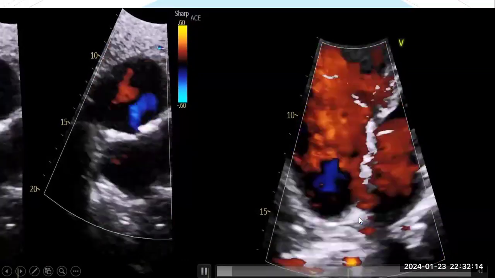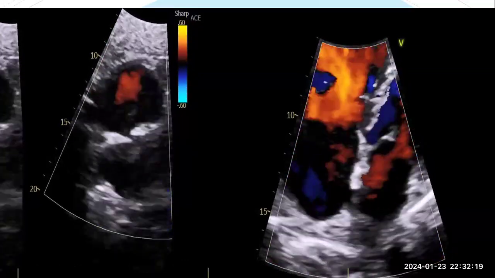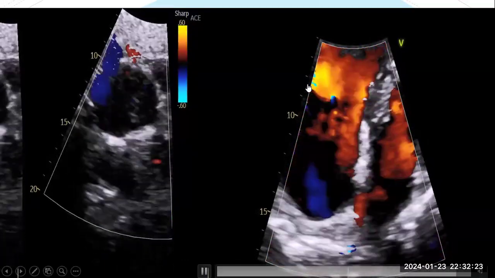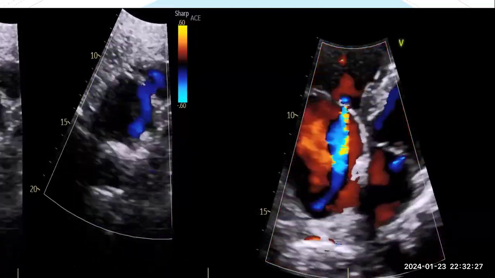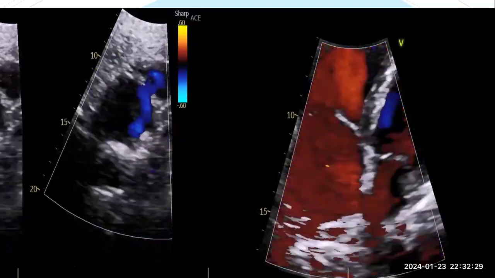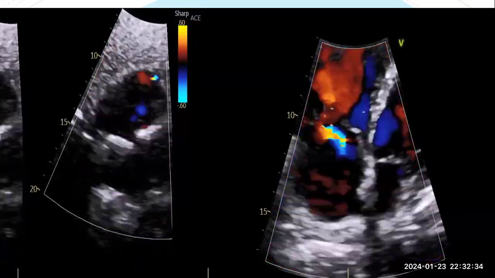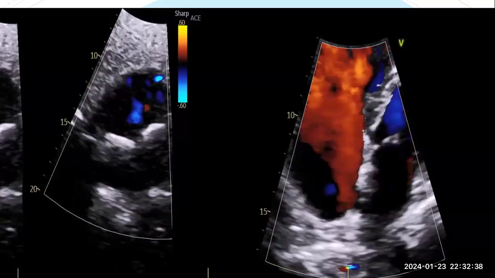Right, guys? Yes. So this TR is not explaining the RV dilatation, the huge RV. So what is the next step in such a case? Sinus venosus ASD is not seen in these views, so you need to go for TE, correct, Doctor? Yes, correct. We need to go for TE.